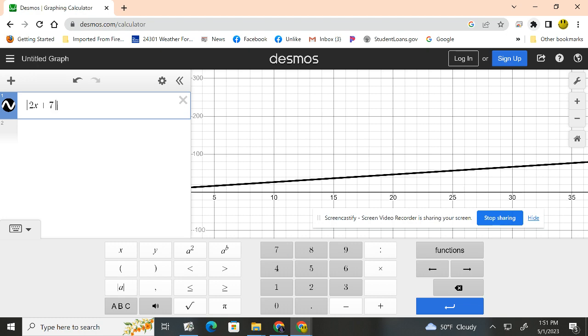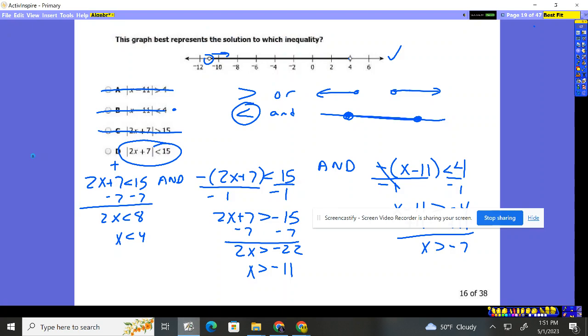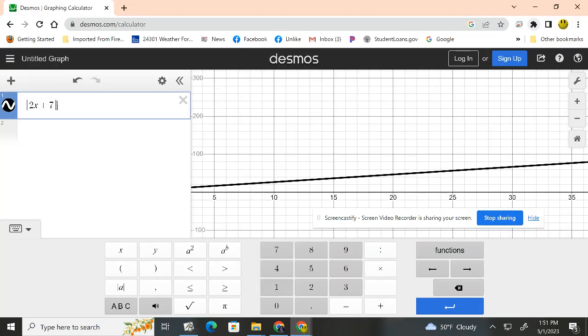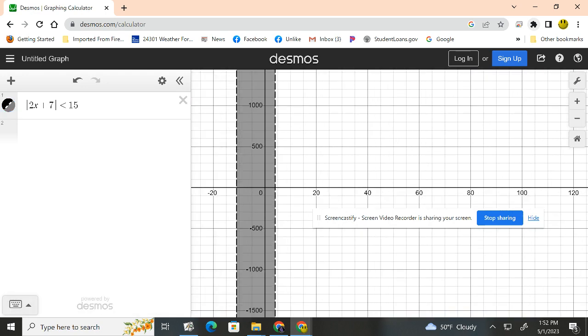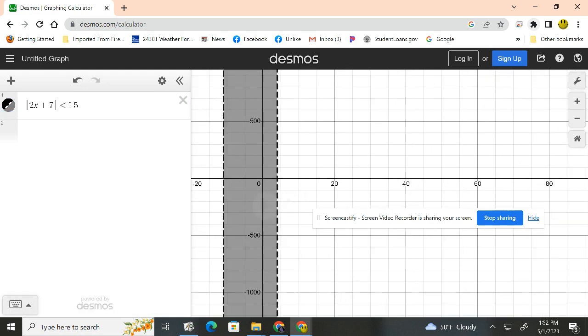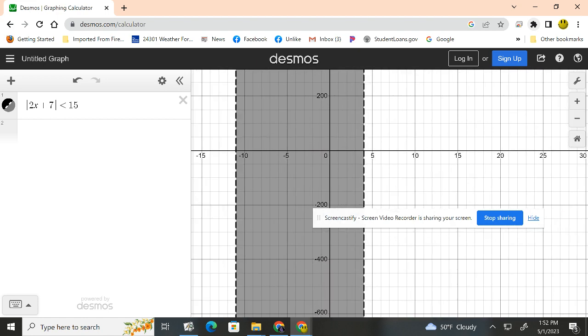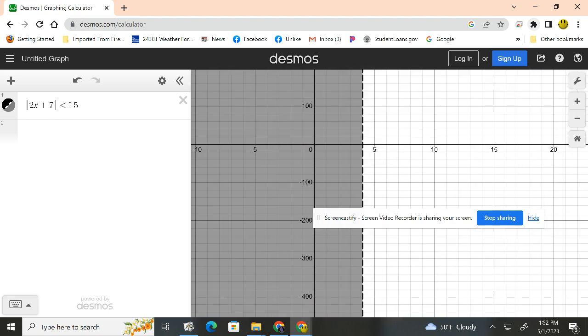And what we had was 2x plus 7 less than 15. My mind already forgot what it was, less than 15. Come in, I'm going to put less than 15. You're like, okay, so what did it do? Well, if we pull this, we see the solution of what it is. It put it between where? -11 to 4. It actually shows it right there. So that gives us the answer. If we want to use Desmos, we could, but we should know how to do it by hand.